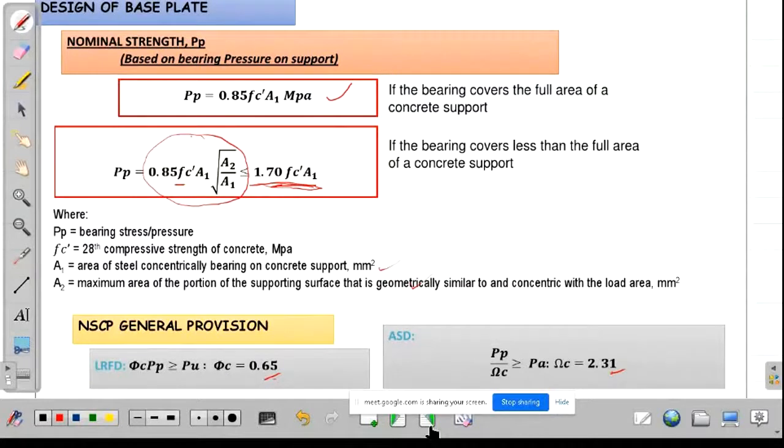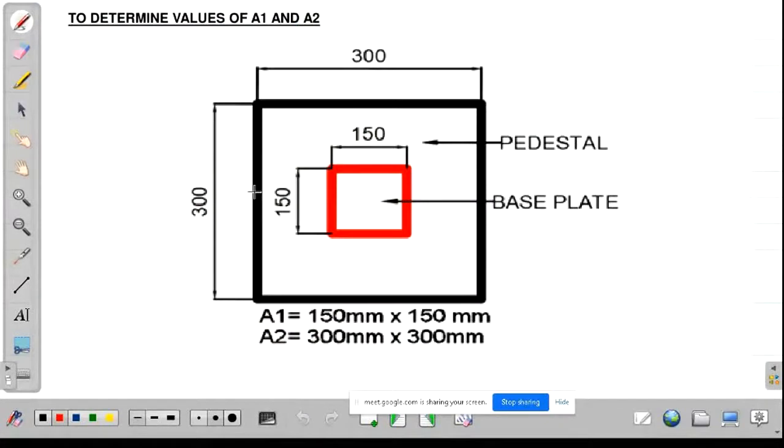Okay, punta tayo paano pagkuha ng A1, yung area of steel concentric bearing ng concrete, tapos yung A2 natin. So, to determine the values of A1 and A2, we have here a sample. So, pag ito yung pedestal natin, we have a square pedestal, we have a square base plate.